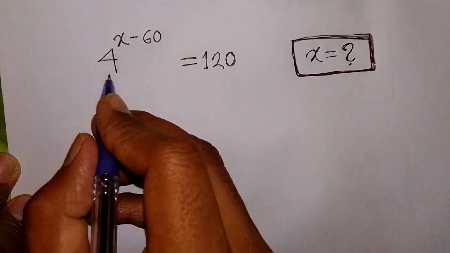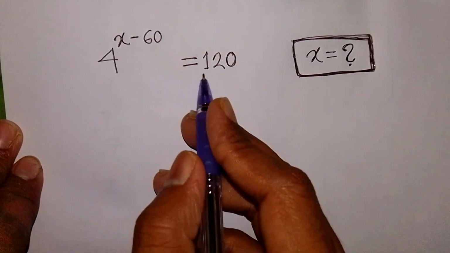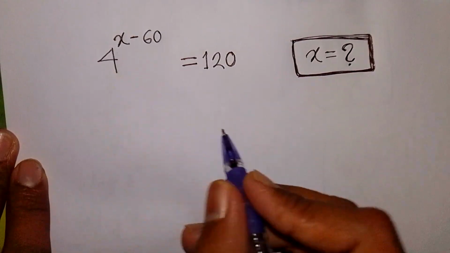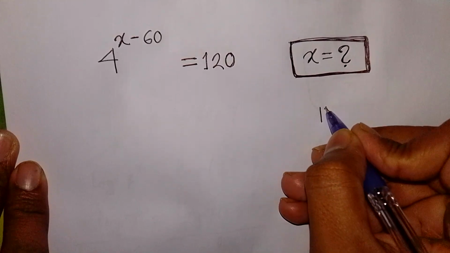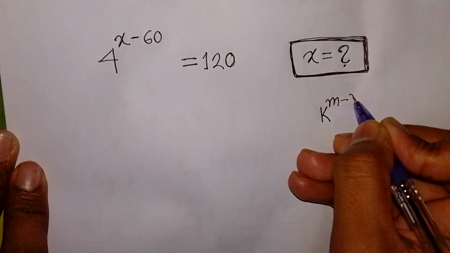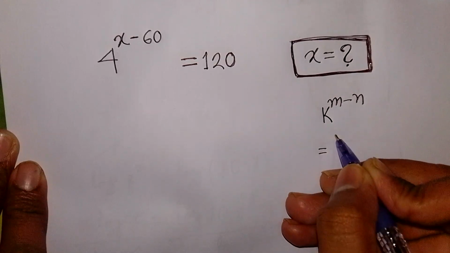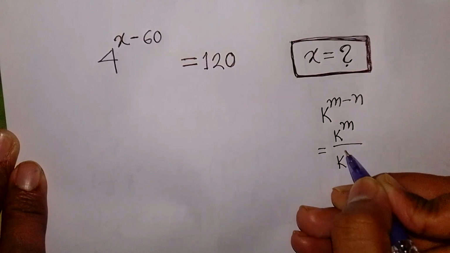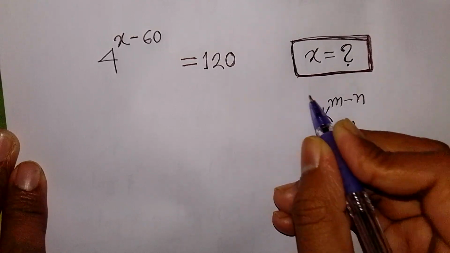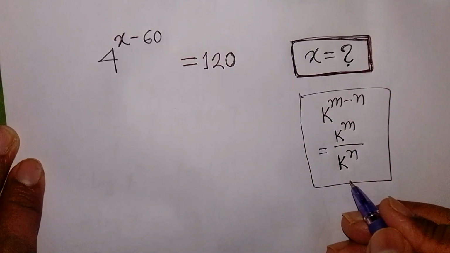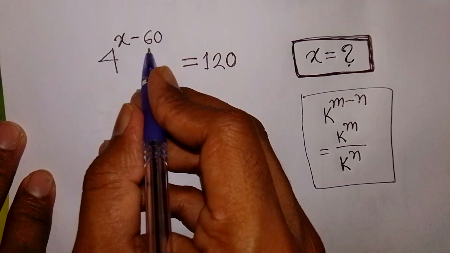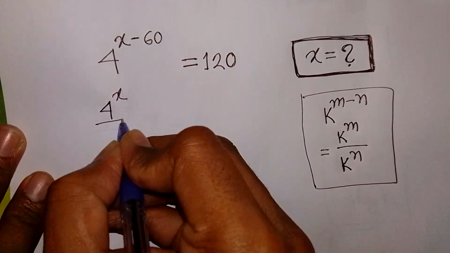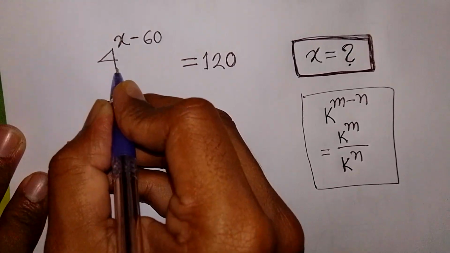How to solve 4 power of x minus 60 is equal to 120. What is the value of x? So first of all, we can apply this exponential rule that k power of m minus n is equal to k power m over k power n. So according to this exponential rule, here 4 power of x minus 60 is the same as 4 power x over 4 power 60.